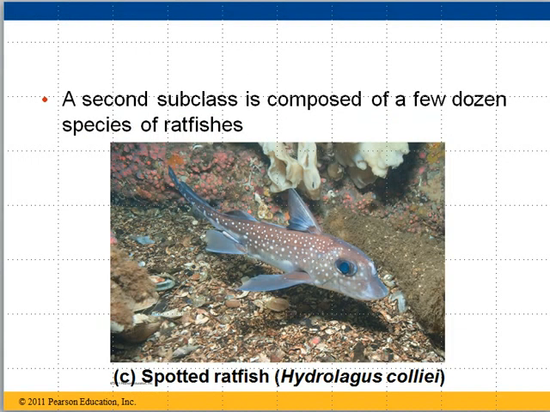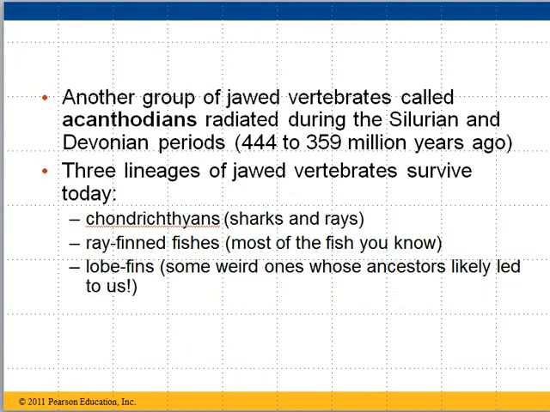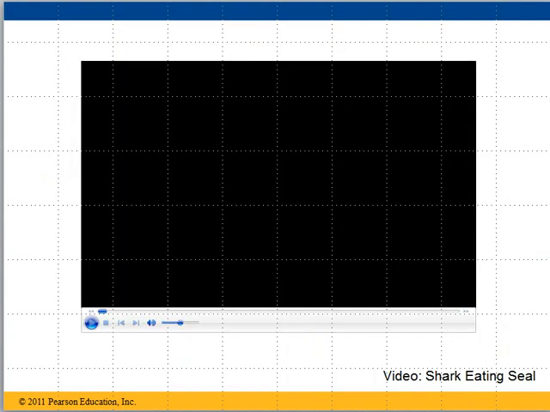A second subclass is composed of a few dozen species of ratfish. So there is this one subclass that's not the sharks and the rays, but it's called a ratfish. Not as common, kind of a subclass of these chondrichthyans, which would be the vertebrates with a jaw that came from these three major groups that we were talking about, the three lineages of jawed vertebrates, the chondrichthyans being the one we're looking at right now.